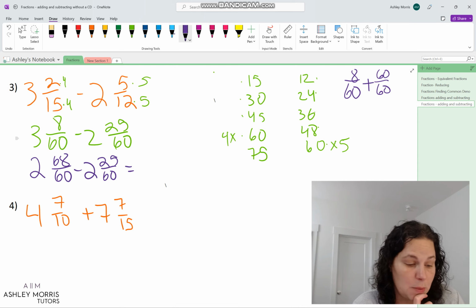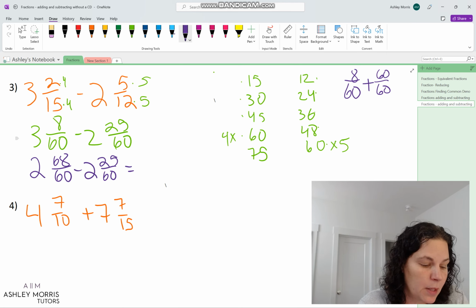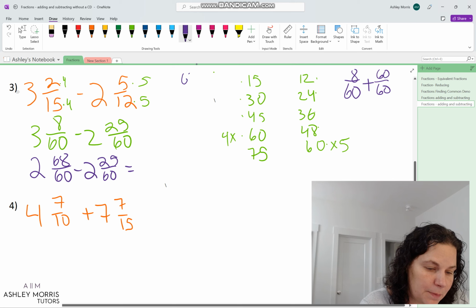Alrighty, so now I can subtract. 2 minus 2 is 0. You could write the 0 if you want, but you don't have to. And then 68 minus 25. I don't know that off the top of my head.